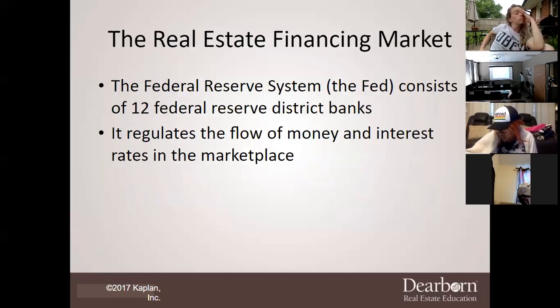Real estate financing market. Okay, the Federal Reserve System, the Fed. It consists of 12 Federal Reserve District banks. We won't go into too much detail on this; it's not going to be on the test. But it regulates the flow of money and interest rates in the marketplace. So they're just regulating prices and all that. So that's your beautiful Federal Reserve, regulating the money.